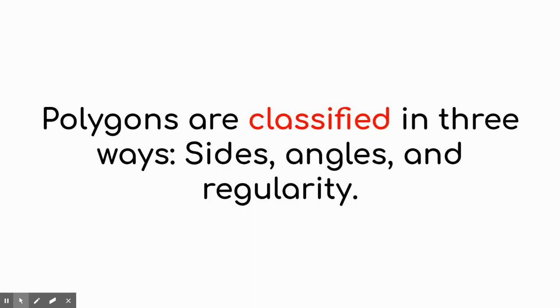Polygons are classified in three ways. We classify them by how many sides they have, by how many angles they have, and then we also classify them on regularity. The first thing we're going to talk about is sides and angles. And I'm going to do that by introducing you to a lot of different polygons. Some of them you might have heard of before. Some of them might be brand new. But again, we'll talk about sides and angles first, then we'll talk about regularity.